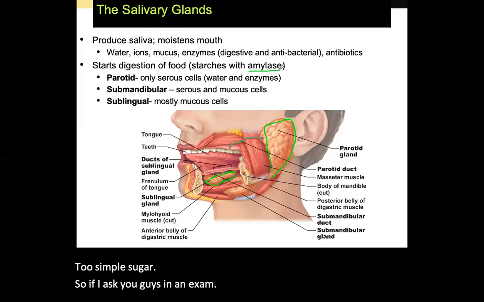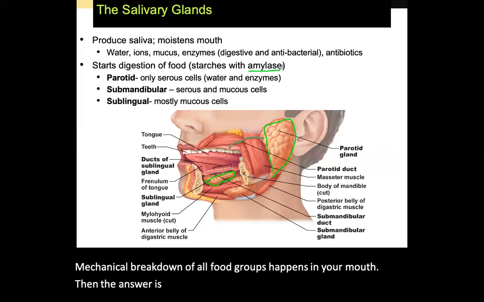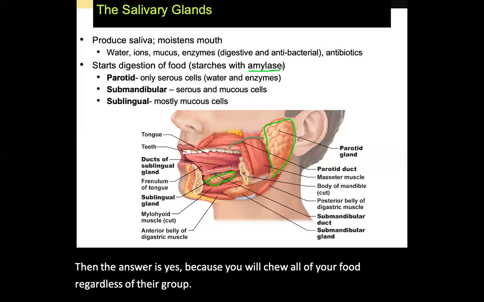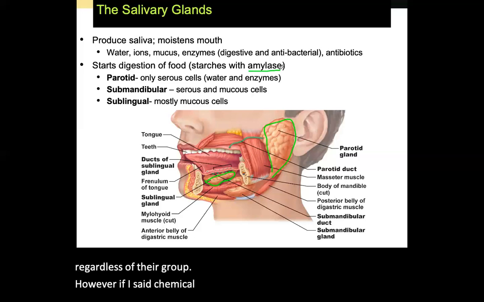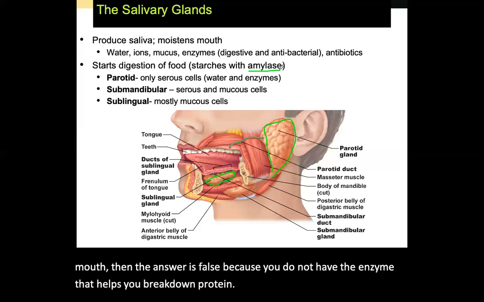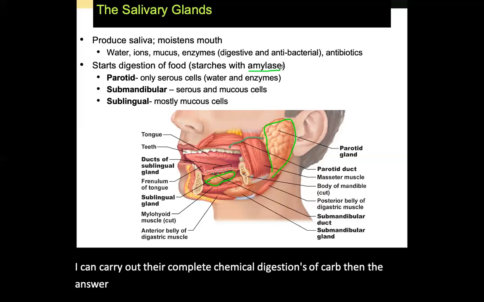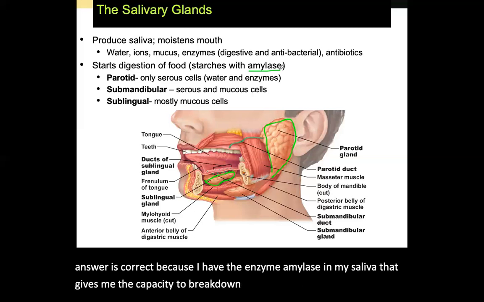So if I ask you guys on an exam, does mechanical breakdown of all food groups happen in your mouth, then the answer is yes, because you will chew all of your food regardless of the group. However, if I said chemical breakdown of proteins happens in your mouth, then the answer is false, because you do not have the enzyme that helps you break down protein. If the question asks, can I carry out or complete chemical digestion of carbs, then the answer is correct, because I have the enzyme amylase in my saliva that gives me the capacity to break down my carbohydrates into simple sugars.